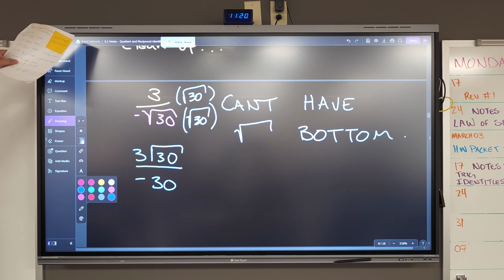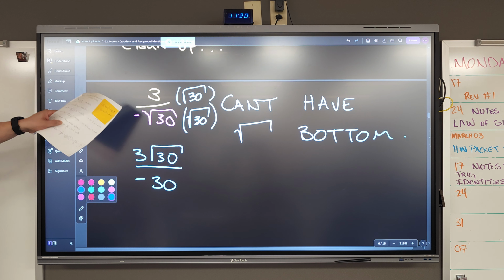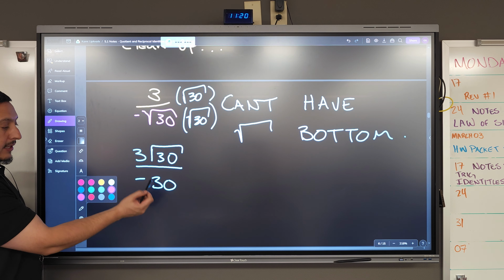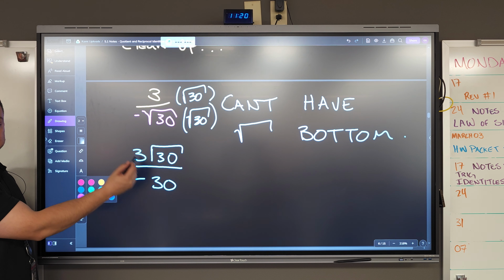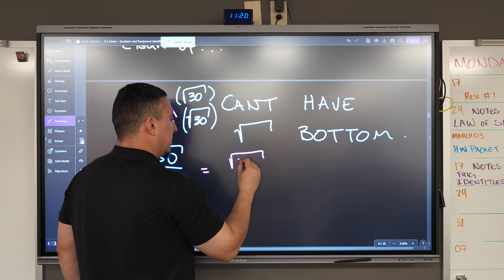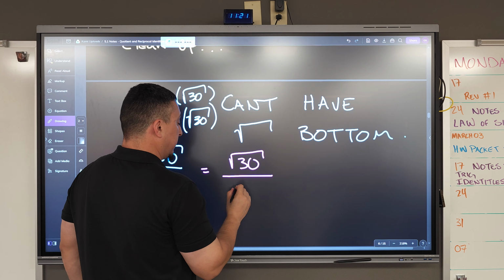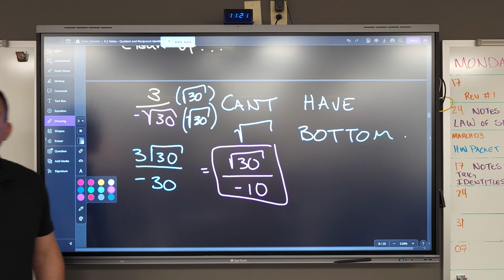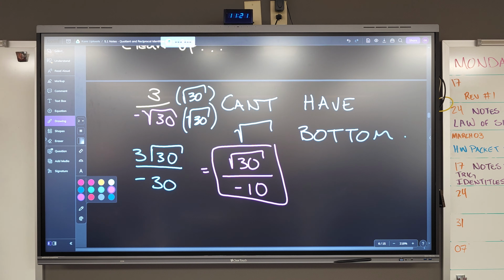Remember, we had our answer way up here. This is all just clean up. Okay. And 3 and 30 are both divisible by 3, right? So final answer is square root of 30 over negative 10. Because 3 divided by 3 is 1, 30 divided by 3 is 10.